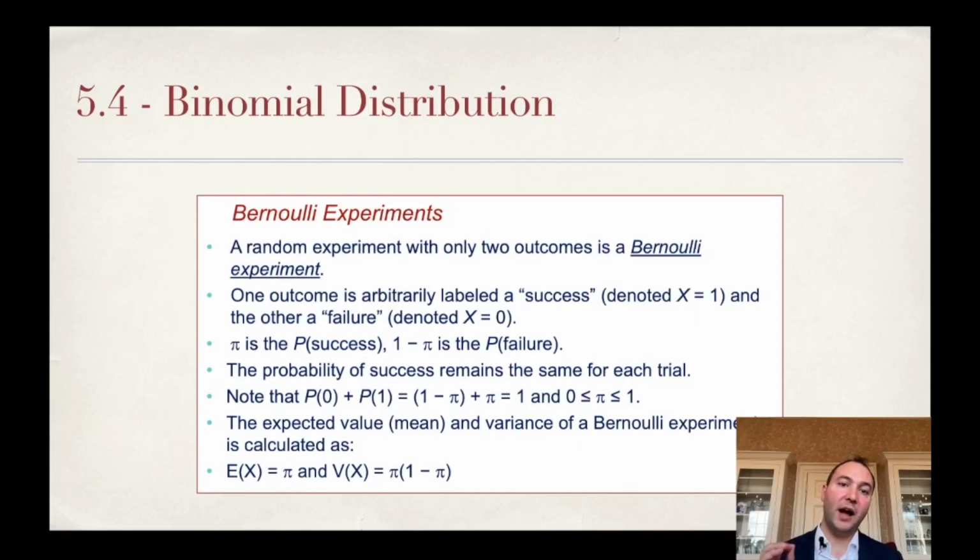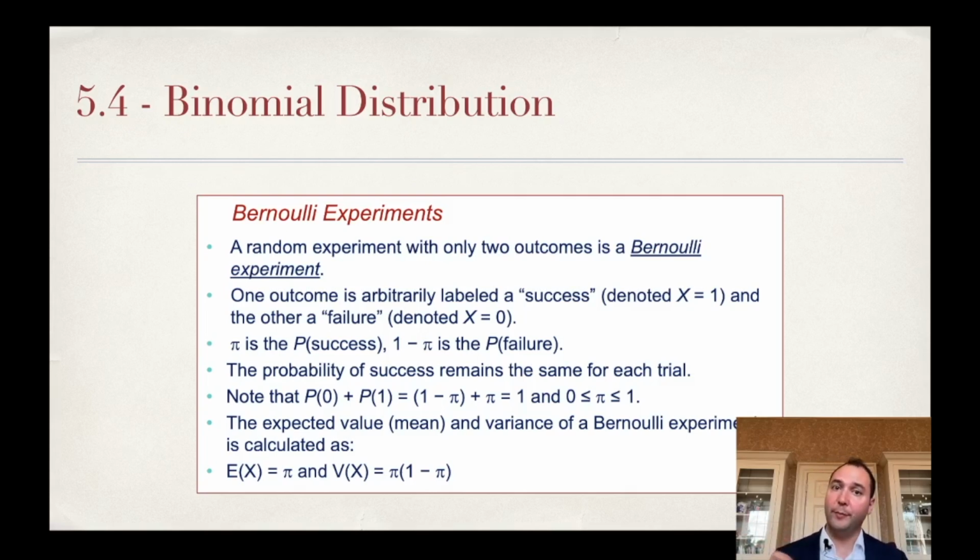To understand a binomial distribution, we should first understand a Bernoulli experiment. It's a random experiment with only two outcomes. One outcome is arbitrarily labeled a success. It doesn't matter which outcome it is. We just say one of the outcomes is a success. We say the success is x equals 1, and the other one is a failure. We say that one is x equals 0. So 0 is a failure, 1 is a success.